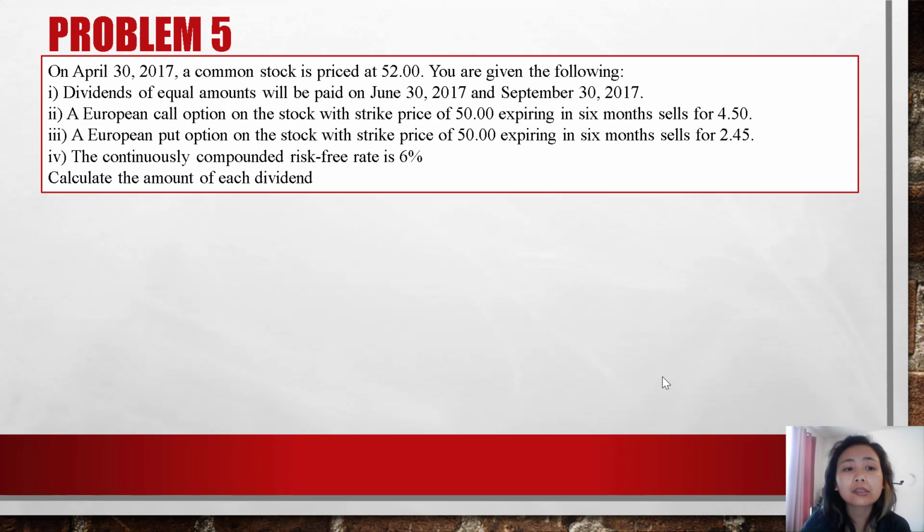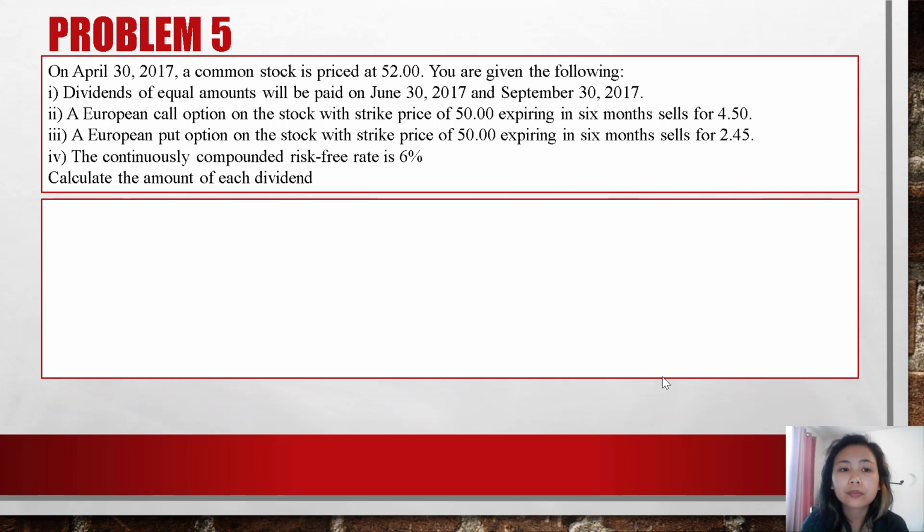Problem 5. On April 30th, 2017, a common stock is priced at 52. You're given the following. Dividends of equal amount will be paid on June 30th, 2017 and September 30th, 2017. A European call option on a stock with a strike price of 50 expiring in 6 months sells for 4.5. A European put option on a stock with strike price of 50 expiring in 6 months sells for 2.45. The continuously compounded risk-free interest rate is 6%. Calculate the amount of its dividend.